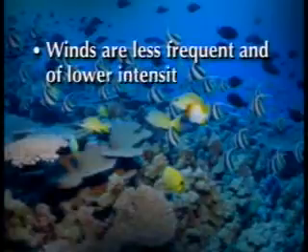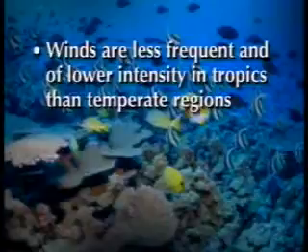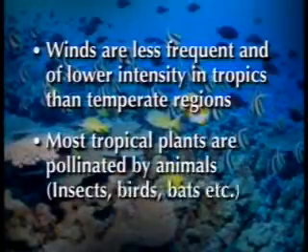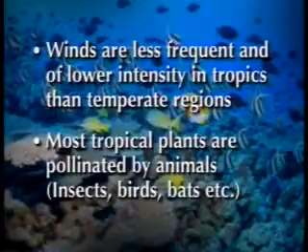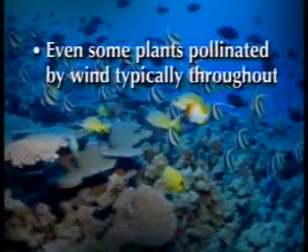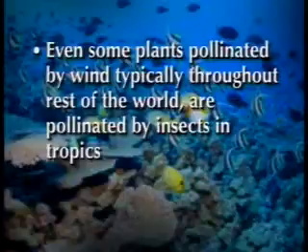Again, a very interesting hypothesis. In tropics, you must be knowing that winds are less frequent and of lower intensity than in other temperate regions or other areas. Thus, most tropical plants are not pollinated by wind, but by animals, including insects, birds, bats, etc. And even some plant species which are pollinated by wind, typically throughout the rest of the world, are pollinated in tropics by insect species or some other animal species.